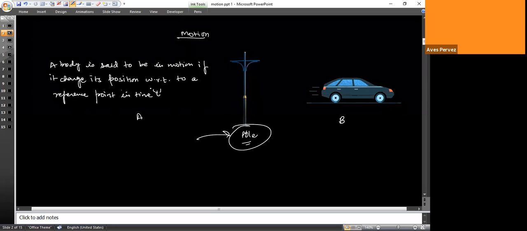Because every motion needs time. If a body is moving from position A to position B, it must take some time. Time is an important dimension for motion. So simply, if an object is moving from position A to position B with respect to a reference point, we can consider it as motion.